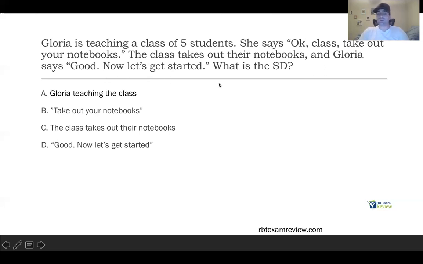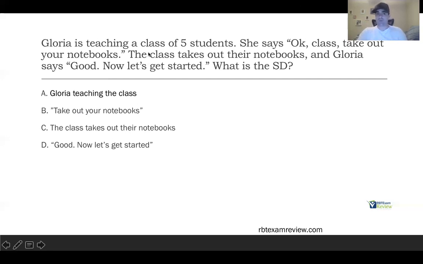So which one is the SD? Is it Gloria teaching the class? Is it take out your notebooks? Is it the class takes out their notebooks? Or is it good? Now let's get started. So what comes right before the behavior? All right. What signals reinforcement is available? What is the instruction? Okay, however you want to frame it for yourself to remember it, right? That's how we're looking at it.